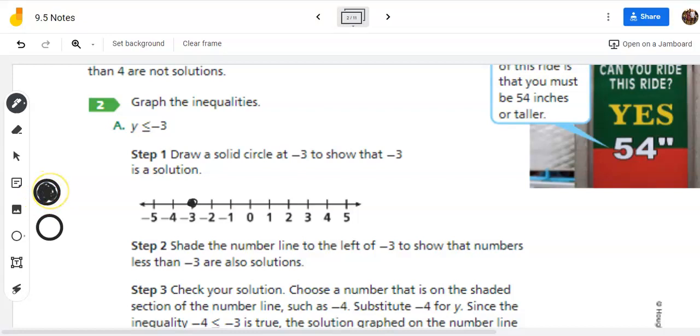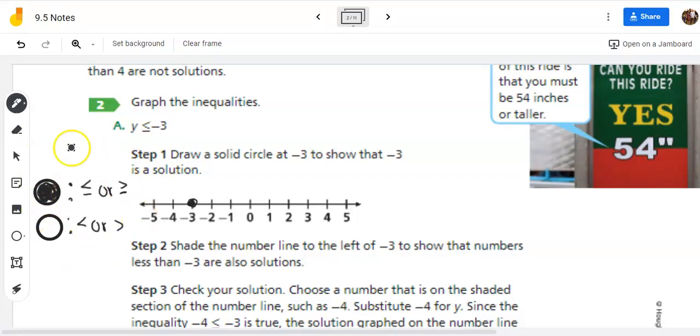One is going to be a circle that is filled in. The other is going to be a circle that's open. Any time you have a less than or equal to or greater than or equal to, you need to close your circle. If you have an open circle, it's because you have less than or greater than. The closed circle means that you're including that number also in the solution.